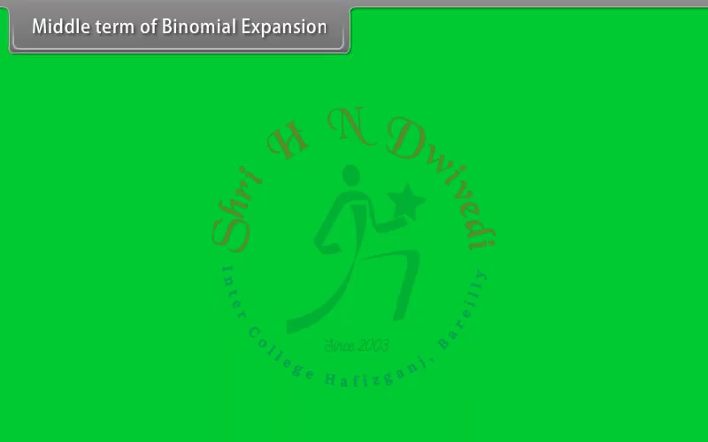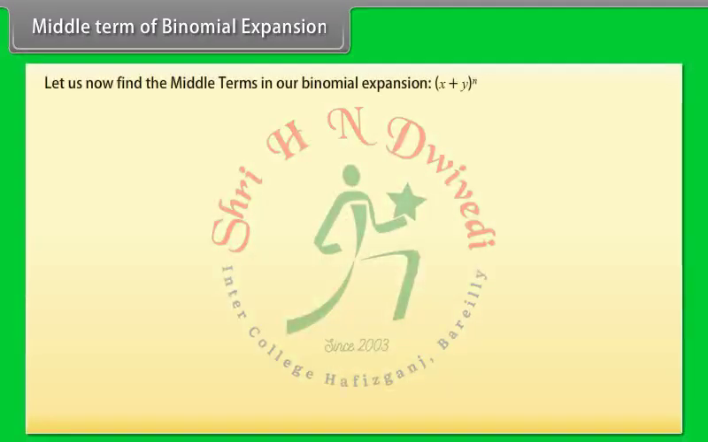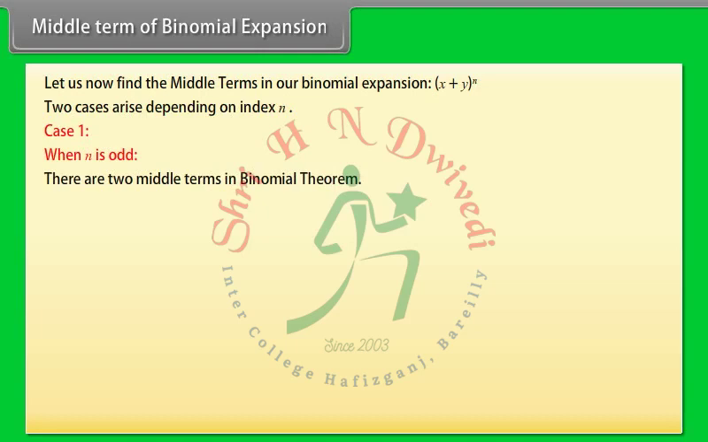Middle term of binomial expansion. Let us now find the middle terms in the binomial expansion (x + y) raised to power n. Two cases arise depending on index n. Case 1: when n is odd. There are two middle terms in the binomial theorem, the (n+1)/2 th term and the ((n+1)/2 + 1)th term.